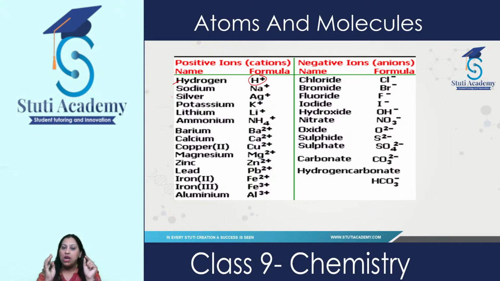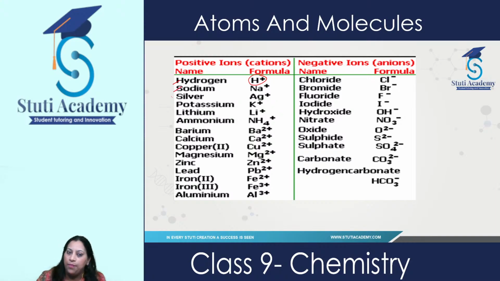Hydrogen, it has H positive. So you need to learn this table by heart. If you will not learn this table, you will not be able to solve the forthcoming topics, which are chemical formula, molecular formula, and then formula mass unit. So you need to learn this table. It is extremely important. It is given in the NCERT book also. So learn this table by heart. You should know the formulas of all the cations and anions. So let's discuss these formulas one by one.